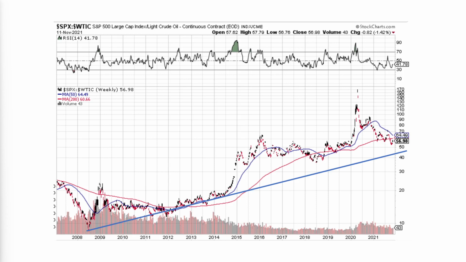Here's the stock to oil ratio. Oil's been outperforming stocks. It's coming back down, but it's still in an uptrend, meaning that the S&P 500 stocks are still outperforming oil. And that makes sense in any type of normal market environment, but in a highly inflationary environment, I think oil is going to do very well.